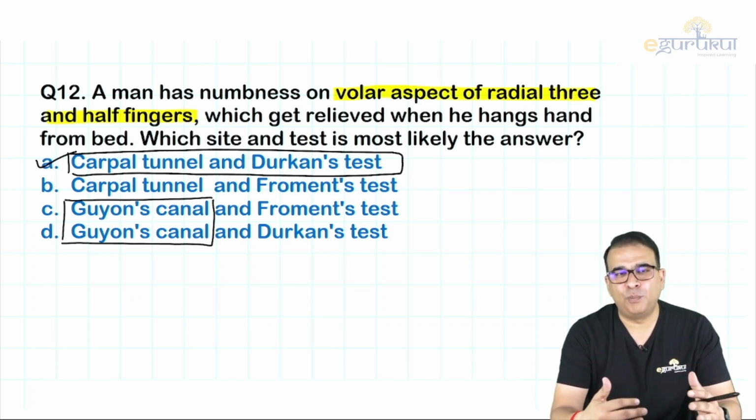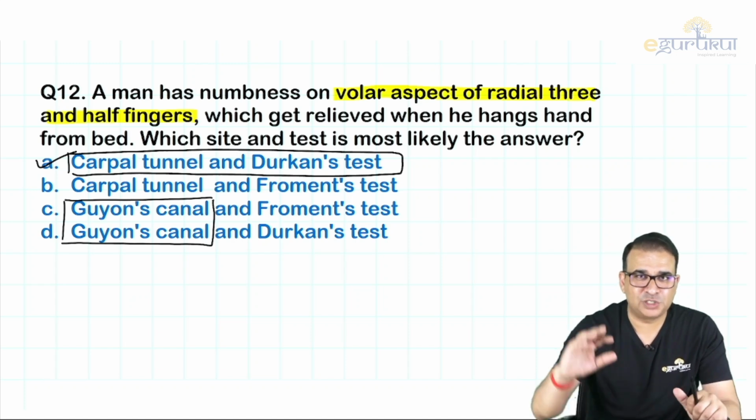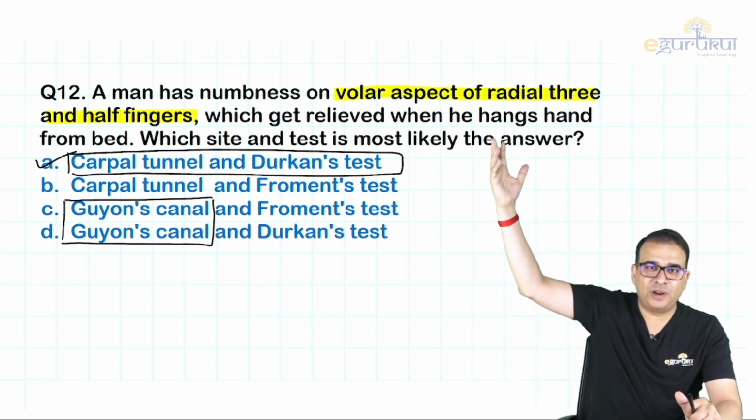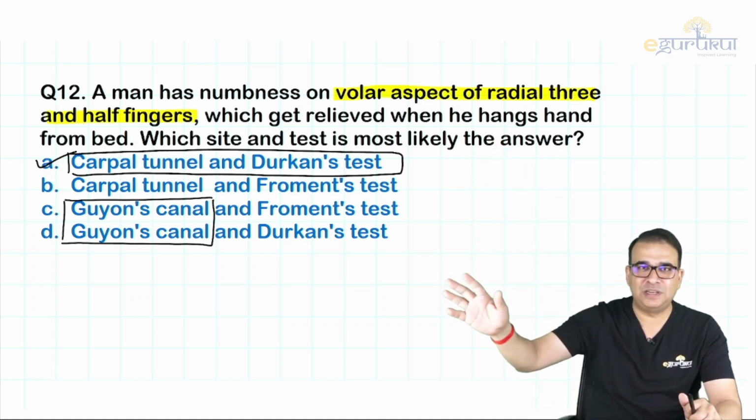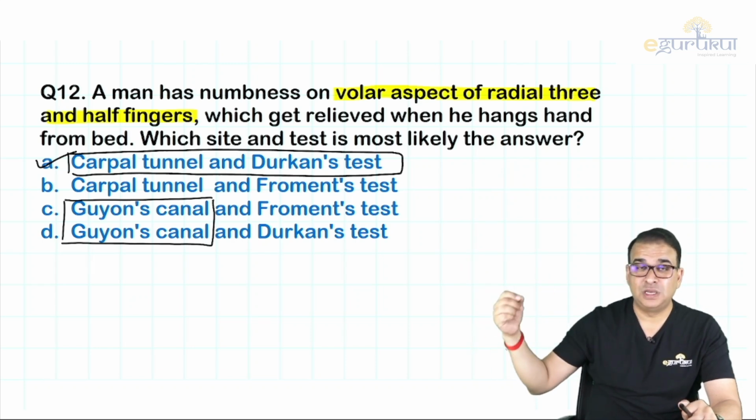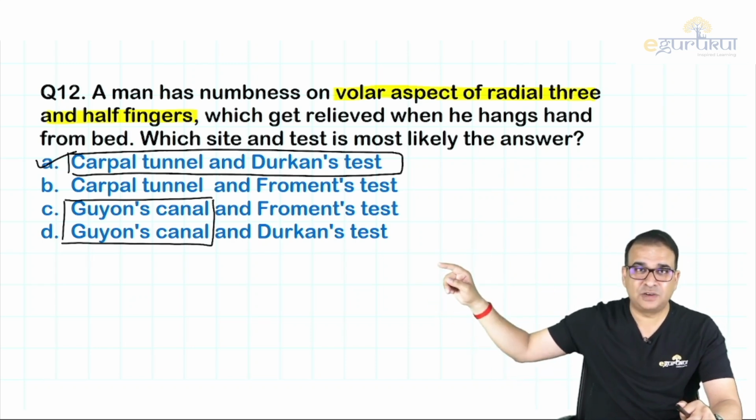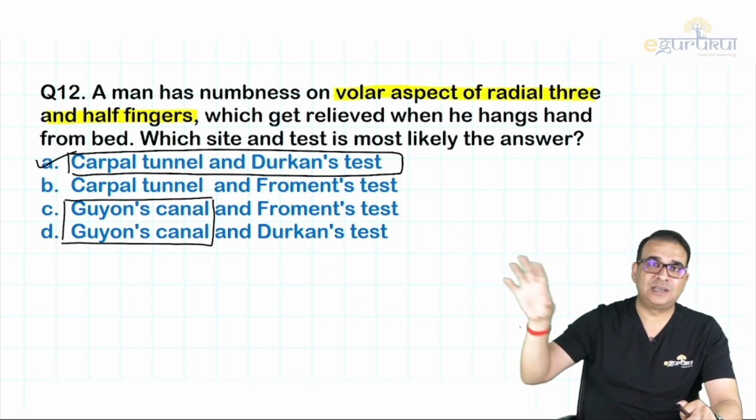So sometimes they don't complicate the question, they complicate the options. The question is pretty simple here. The moment you look at the volar aspect of the radial three and a half fingers, you know it's the median nerve here. But you also need to know which is a site for the median nerve and what is a test done for the median nerve, and that's where the options are testing you.